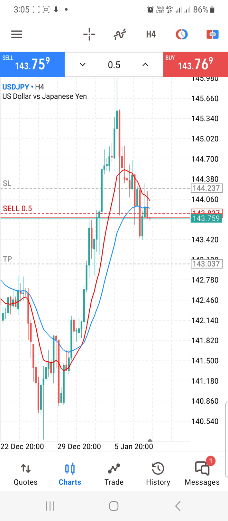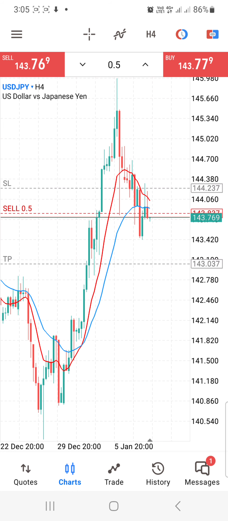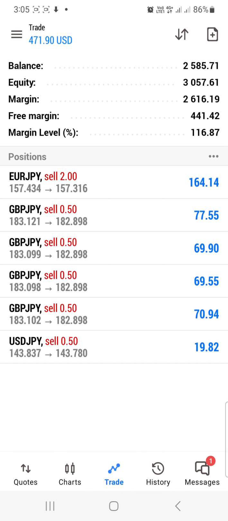What is USD/JPY saying? It's also for a sell. Everything is sell. It's looking beautiful. USD/JPY, dollar Japanese yen, that is the currency. This is for a sell. It's looking beautiful. Our trading is trading.